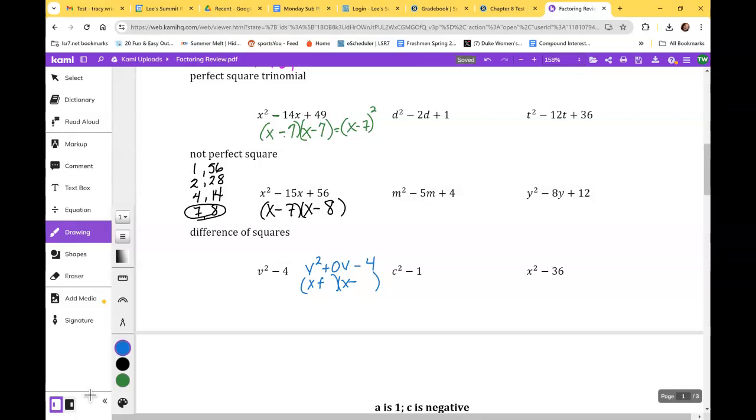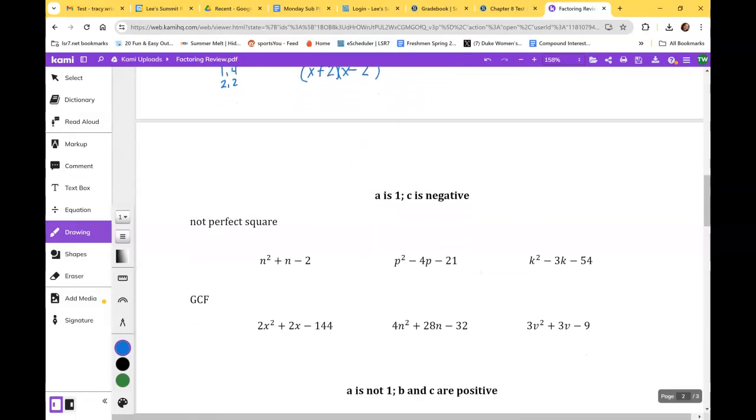Right? All the others that we've done so far had to multiply to a positive number, so they were both negative or both positive. But if they're multiplying to a negative number, one has to be negative and one has to be positive. My factor pairs of 4 are 1 and 4 and 2 and 2. And sure enough, negative 2 times positive 2 multiplies to be negative 4 and adds to be 0. So that's my answer there.